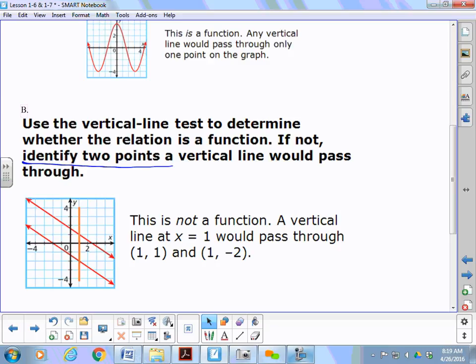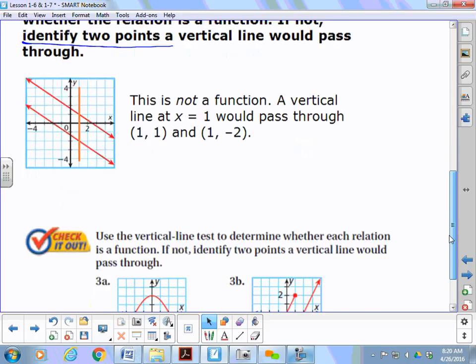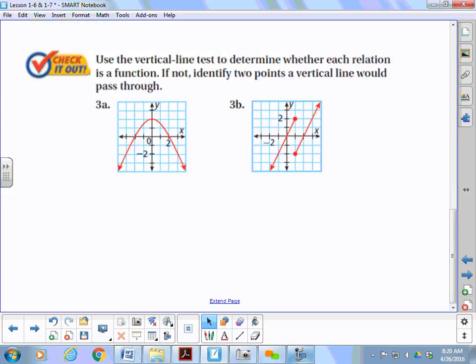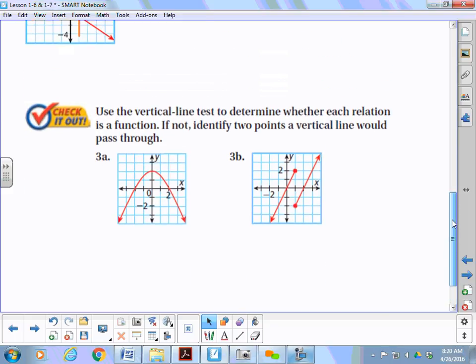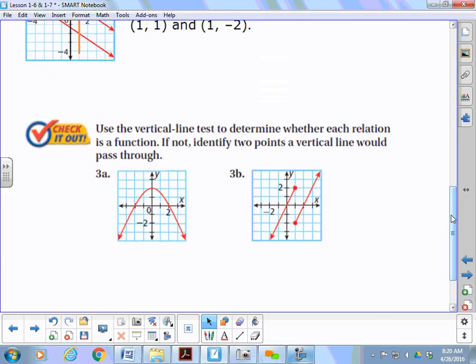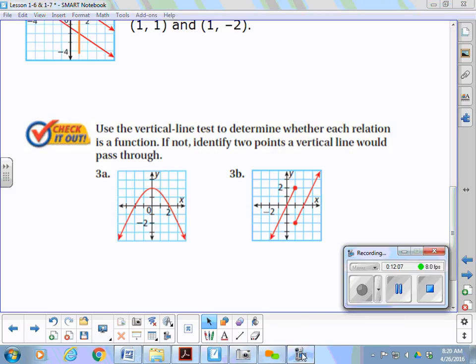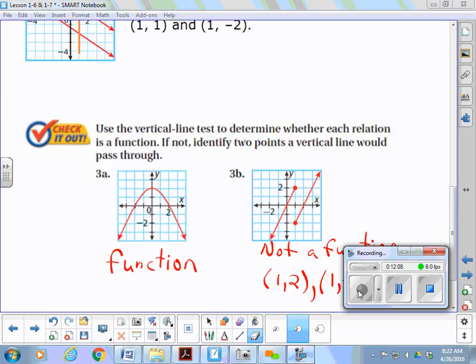Draw a vertical line. Does it intersect more than one spot? If it does, it's not a function. If it doesn't, then it is a function. So tell whether these two are functions. If they are not, identify 2 points. So let's look at 1, 7.